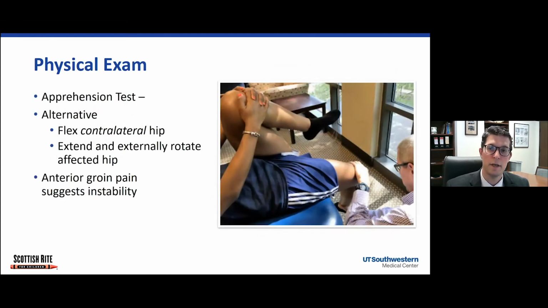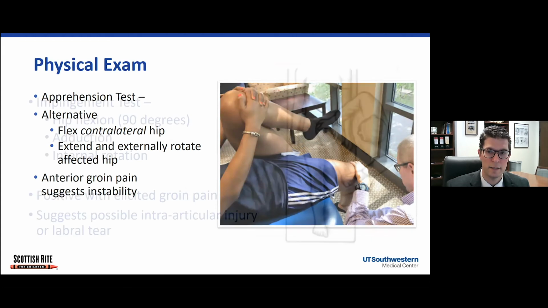This can also be done by having the patient scoot towards the edge of the table, flex their well hip up, so you can see they're bringing their knee to their chest, and then extending and externally rotating the affected leg off the end of the table. Again, anterior groin pain or a sensation of apprehension is a positive test.